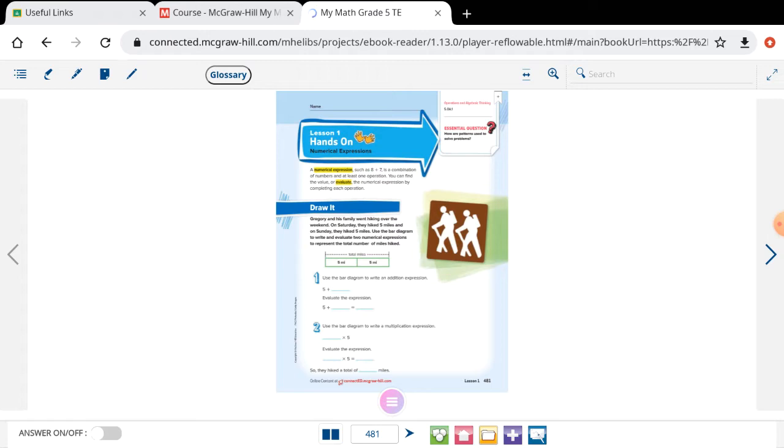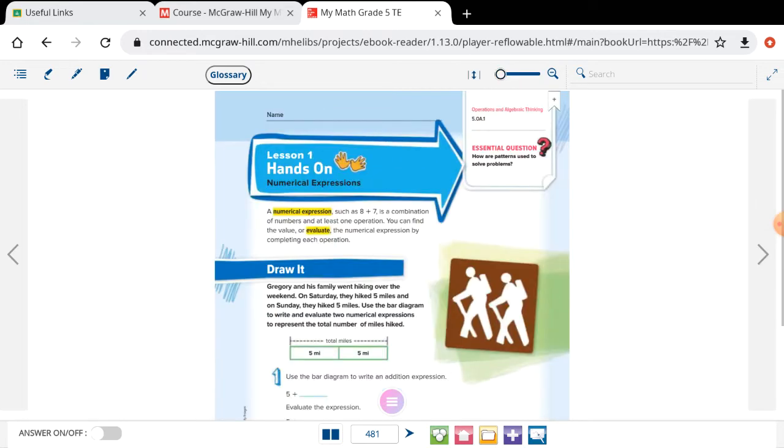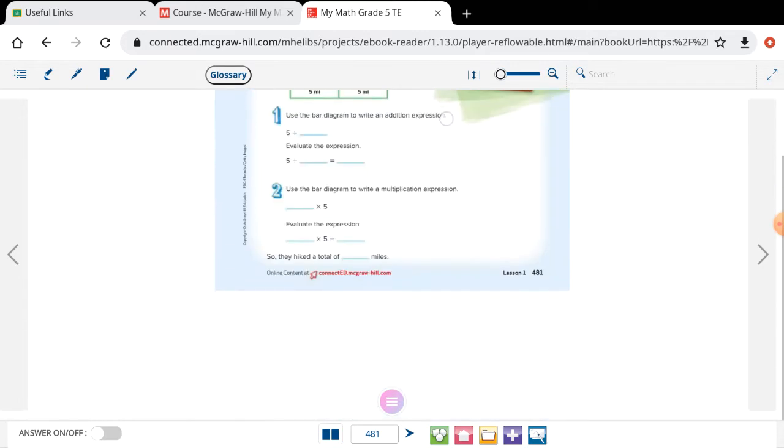Okay, the first one, let's look at the top first. It says a numerical expression such as 8 plus 7 is a combination of numbers and at least one operation. You can find the value or evaluate the numerical expression by completing the operation. Okay, so numerical expression is just a fancy word for saying a math problem with only numbers and no equal sign. So like order of operation problems are numerical expressions.